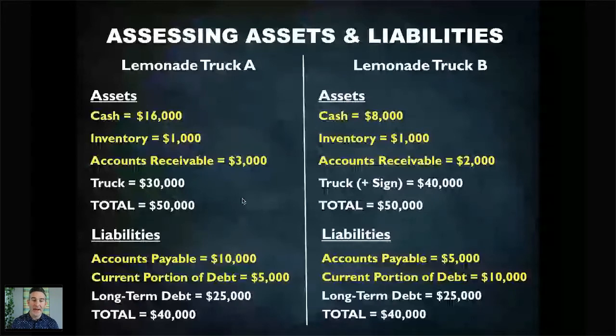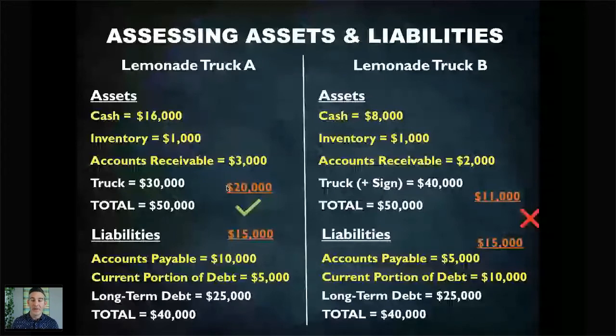So let's do the math on Lemonade Truck A. If you add up the current assets, they add up to $20,000. If you add up the current liabilities, they add up to $15,000. So we're in pretty good shape there. Let's look at Lemonade Truck B. Our current assets are adding up to $11,000, whereas our liabilities are adding up to $15,000. So that is maybe not a good position to be in.